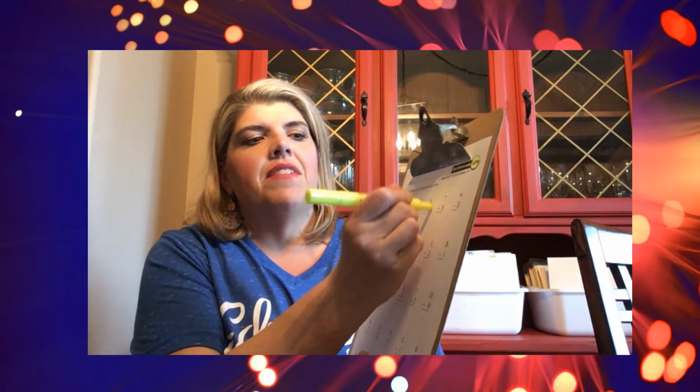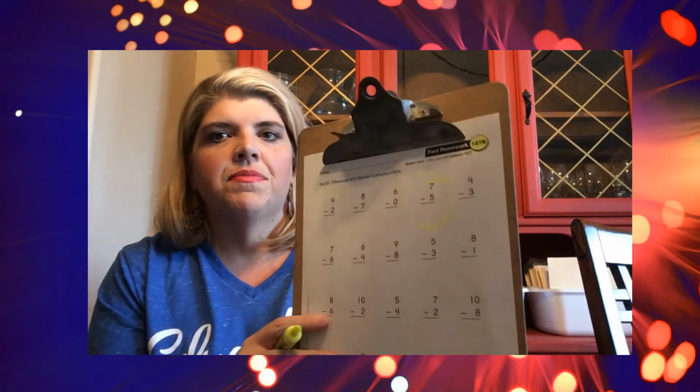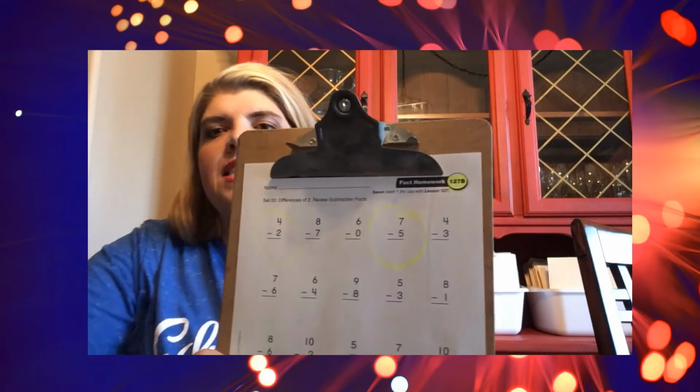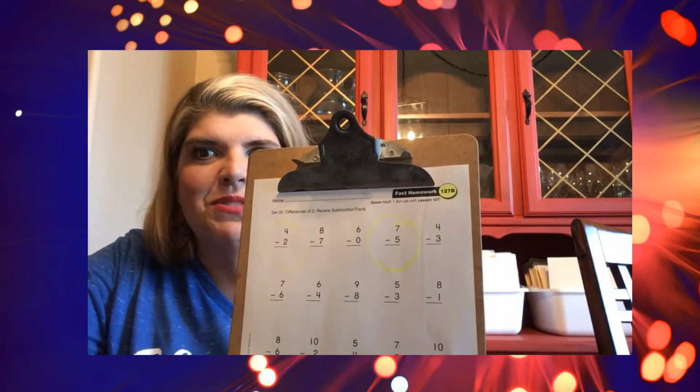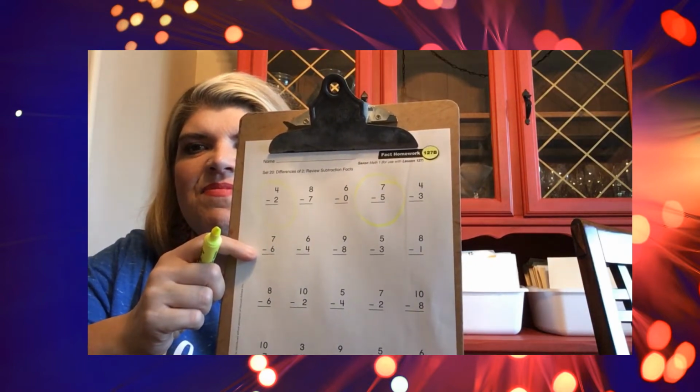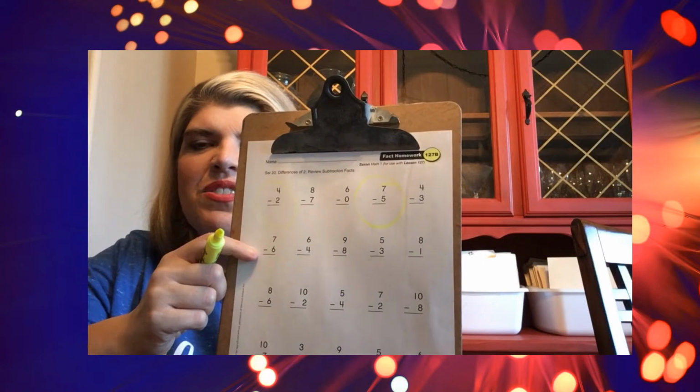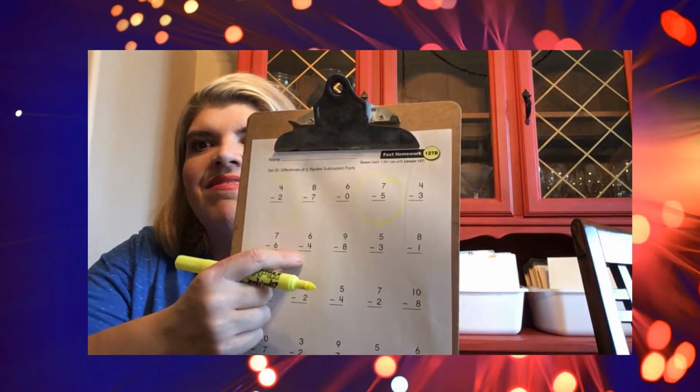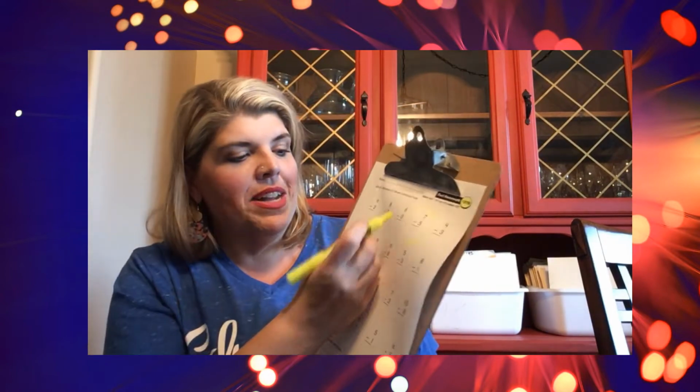8 minus 7. That's a difference of 1. We got that one. 6 minus 0. Is that a difference of 2? Nope. 7 minus 5. Go ahead and circle it. 7 minus 5 is a difference of 2. 4 minus 3. That's a difference of 1. 7 minus 6. That's a difference of 1. What about 6 minus 4? That's a difference of 2. Go ahead and circle that one.